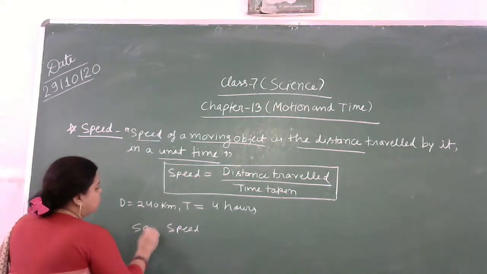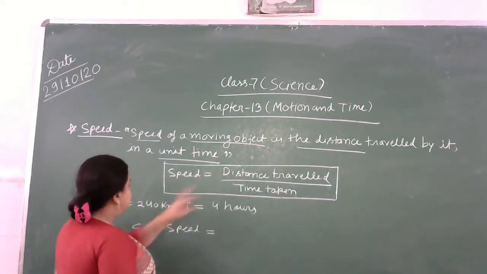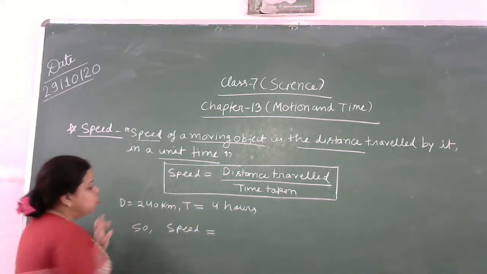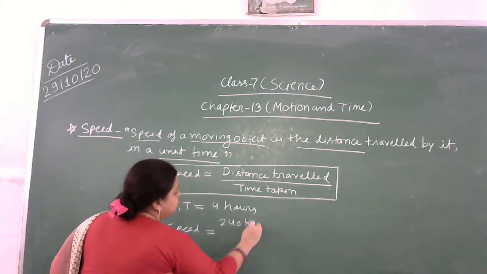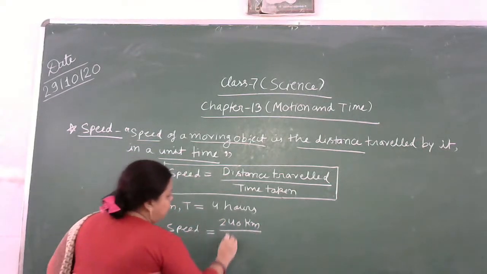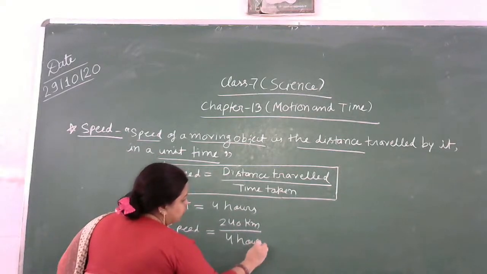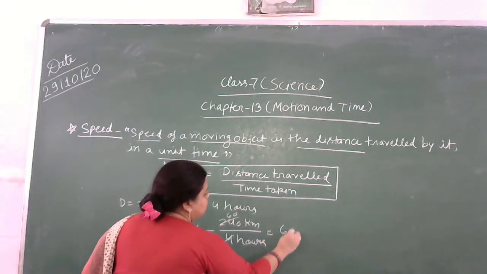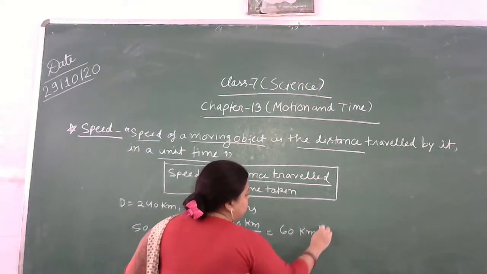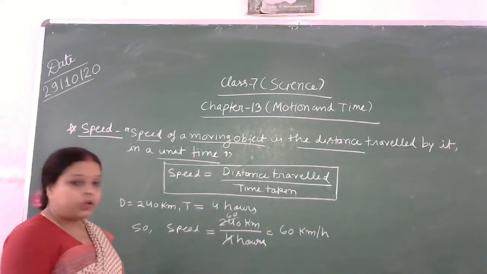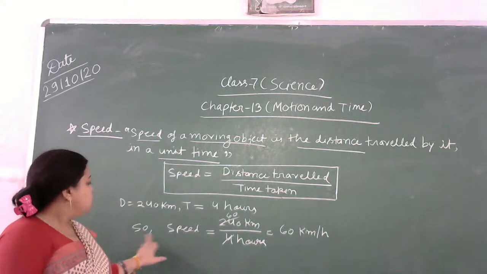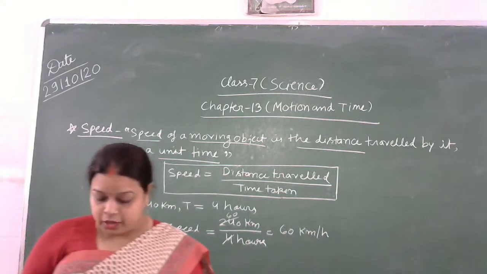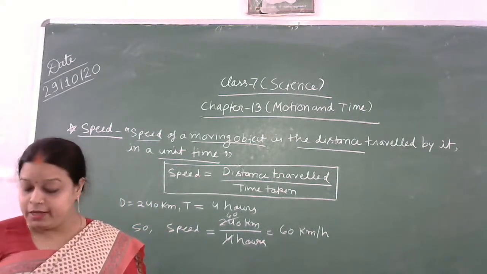So speed equal to what? D represents distance and T represents time. So 240 kilometers divided by 4 hours. Is that clear? So speed is 60 kilometers per hour. Understand? Now we understand unit of the speed.